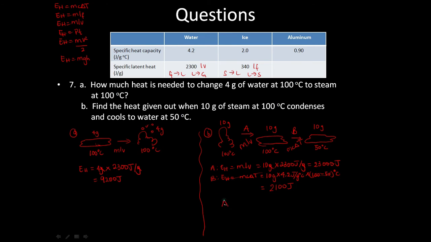So the total heat given out to achieve this change in phase and change in temperature is 25,100 joules. I hope everybody got that. Okay, that's the end of question 7.